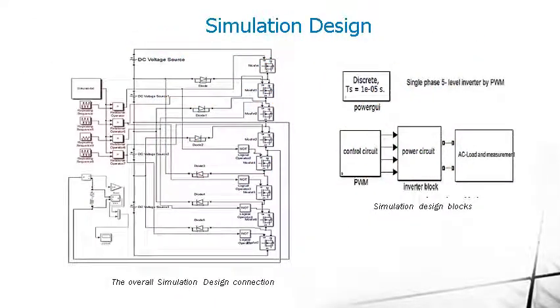Simulation design. The simulation part has been done via MATLAB Simulink to simulate the modulation technique and the power circuit. The simulation design is constructed of three main parts as shown in the right figure: the control circuit, the modulation technique block, the power circuit, the inverter power circuit block, and the AC load and measurement block as shown.